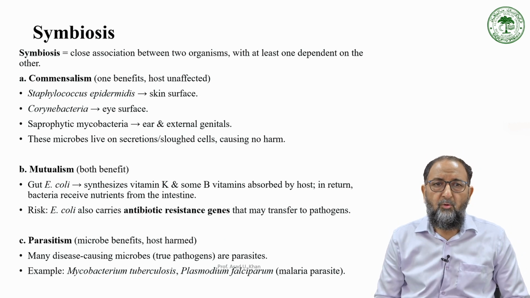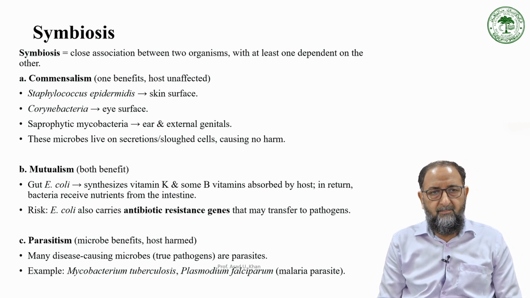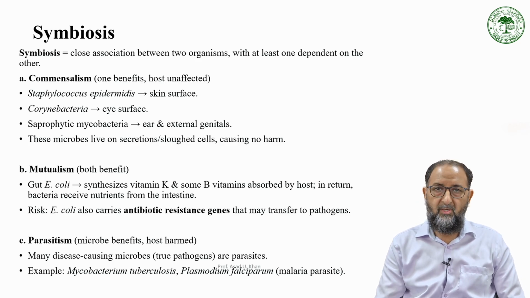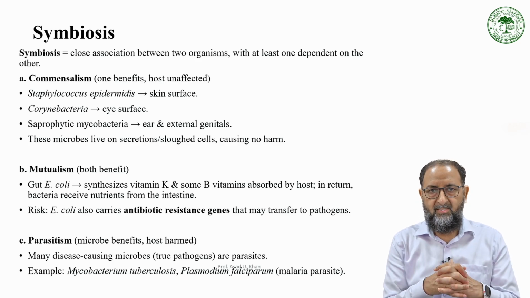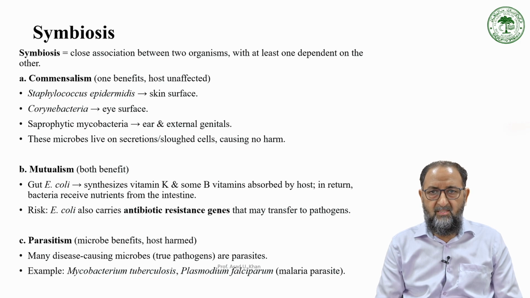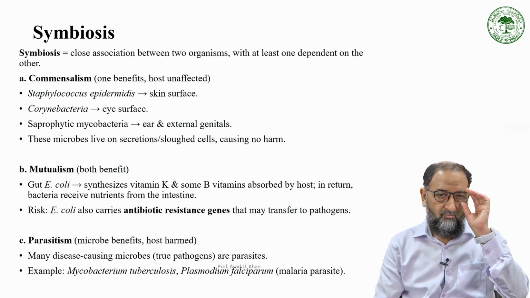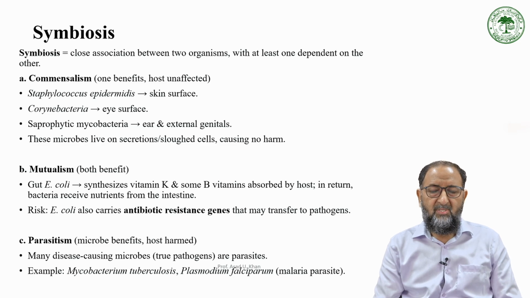Now, just like antagonism, there is symbiosis. Symbiosis means a close association between two organisms. If two organisms are very closely related, then at least one is dependent on the other. This is called symbiosis. It means they are not harming each other, but one of them is dependent on the other. It's called a symbiotic relationship.